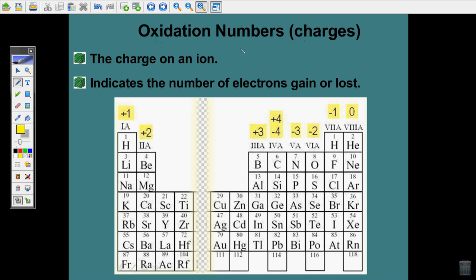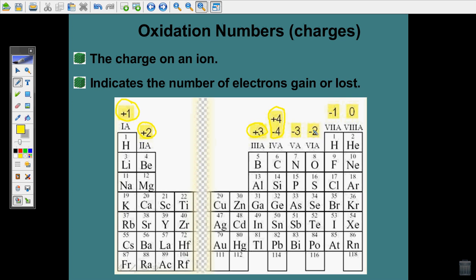Alright, your oxidation numbers. Basically, it's just the charge of an ion. If you're in group 1, you form a +1 ion. If you're in group 2, you form a +2 ion. So this +1 charge means I lost 1 electron. Group 2 would lose 2 electrons. Group 3 lost 3 electrons. Group 4 can either gain 4 electrons or lose them depending on what it's bonded to. Group 5 is going to lose or gain 3 electrons.